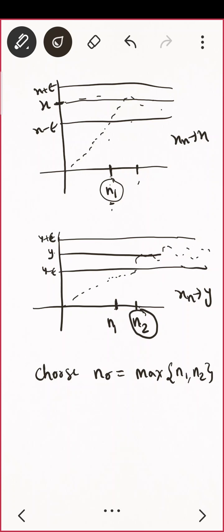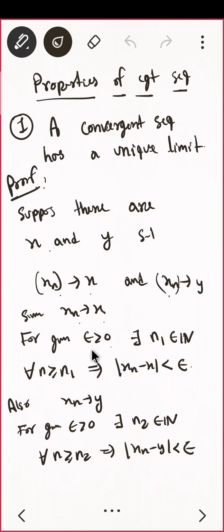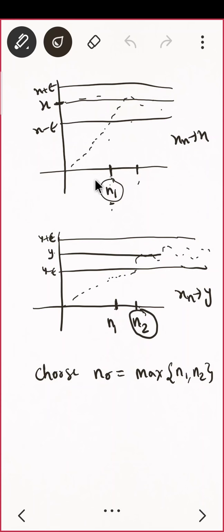So this is the trick we will be using everywhere whenever we are having two epsilon-type things, two epsilon bands or something like that. If you want to combine both the things, then you have to choose the maximum. And I have shown you from the graph, you can clearly see why we should choose the maximum one, correct? So choose n naught equal to the maximum.